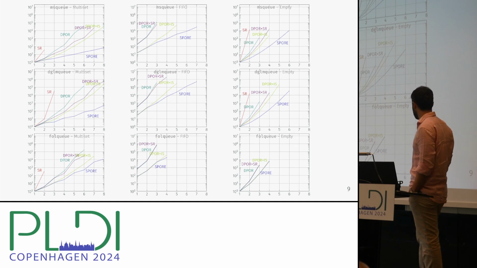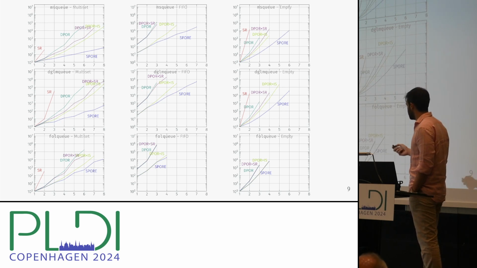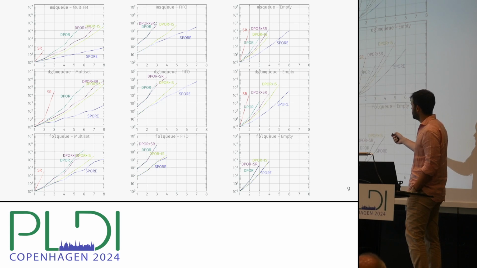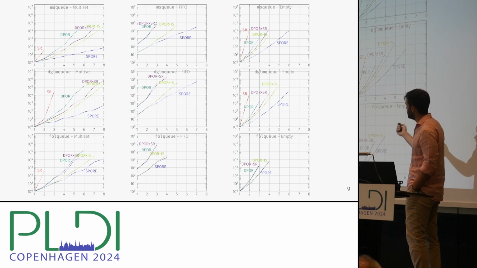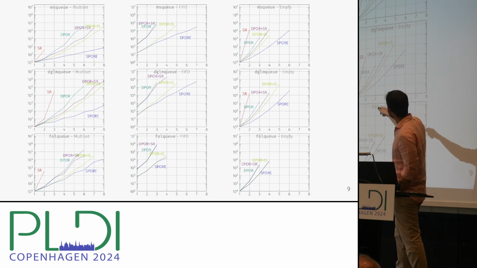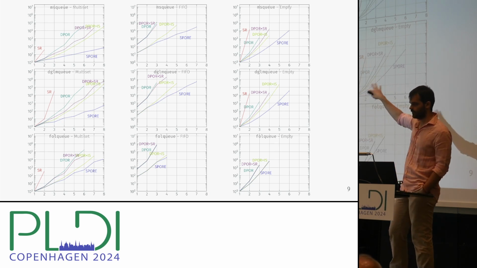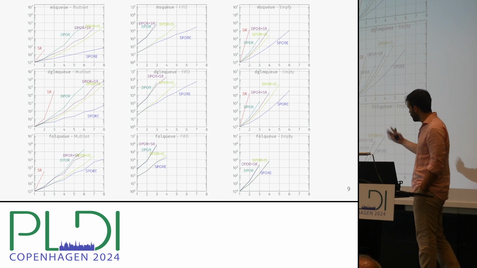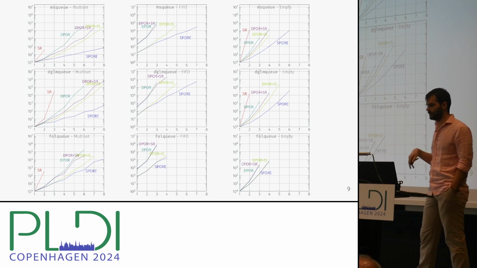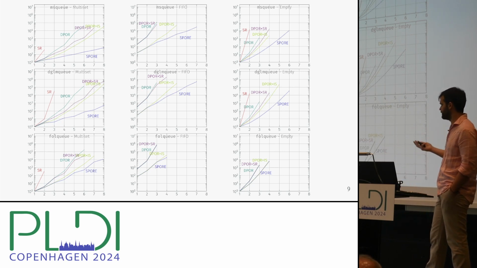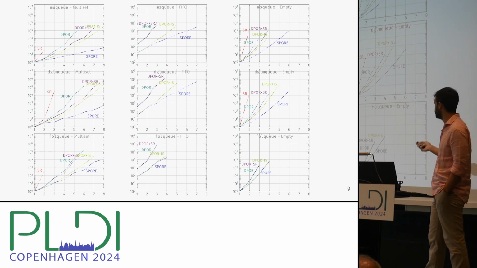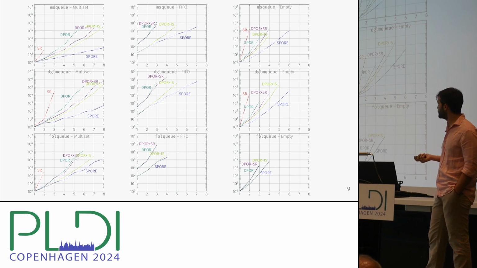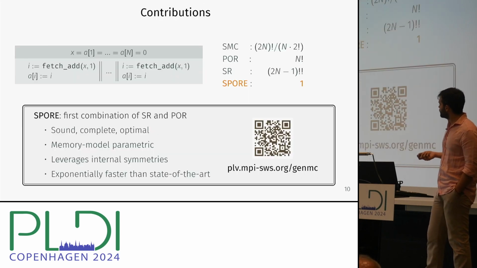So x-axis is number of threads, y-axis is number of executions, logarithmic. And the takeaway is that, of course, SPORE scales better than plain DPOR, say, or plain SR. Stateless model checking, I think, doesn't appear. It just times out for most of these cases. And of course, having both internal symmetries and symmetry reduction is better than just having one of them. We have various configurations. And that's all I had.